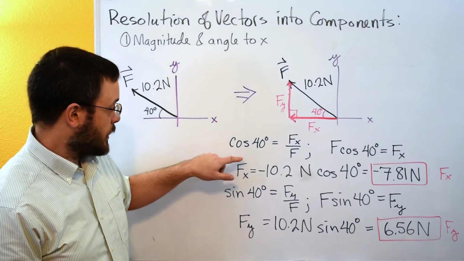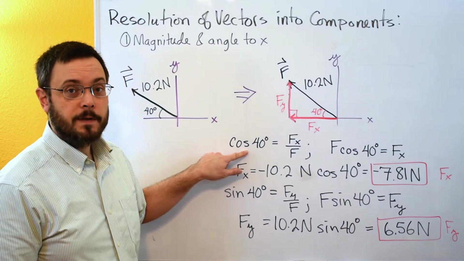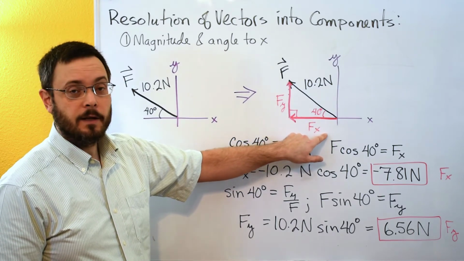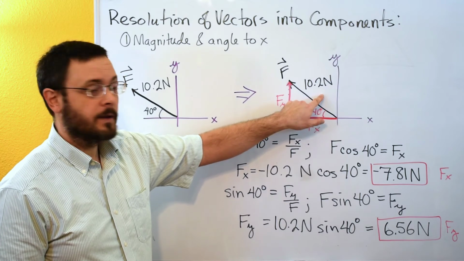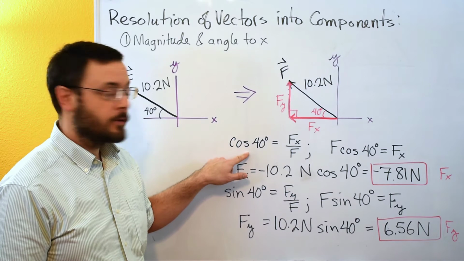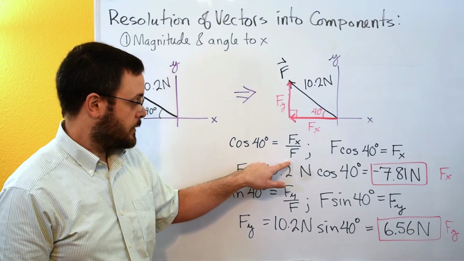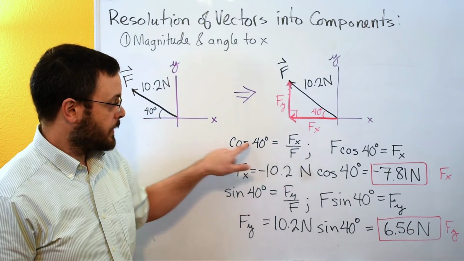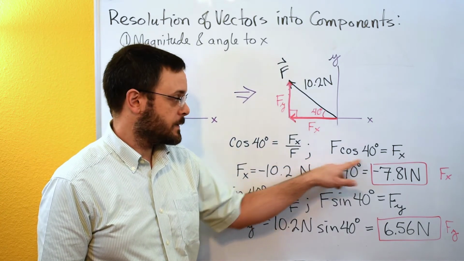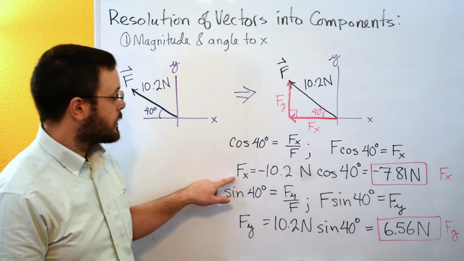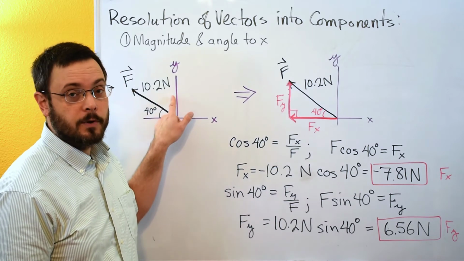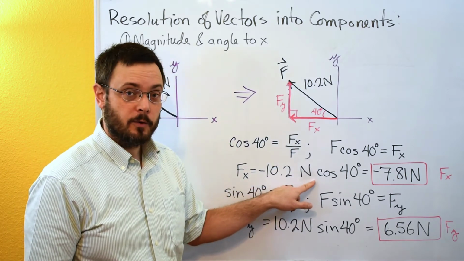So looking at this vector, we can think about the cosine of 40 degrees. The cosine of 40 degrees would be the adjacent side, that would be the Fx, divided by the hypotenuse, which would be the magnitude of F. So we can say cosine of 40 degrees is equal to Fx divided by F. If we multiply both sides of this equation by F, we get that F cosine of 40 degrees is equal to Fx. And then we can plug in the numbers and we can get that Fx is equal to our magnitude, 10.2 newtons, times cosine of 40 degrees.